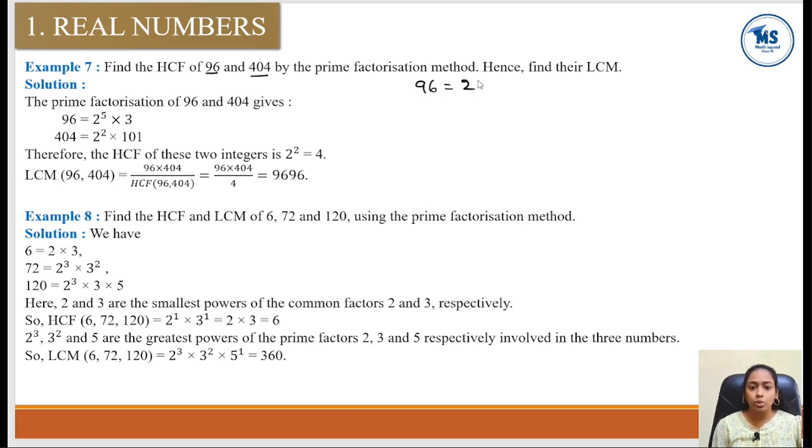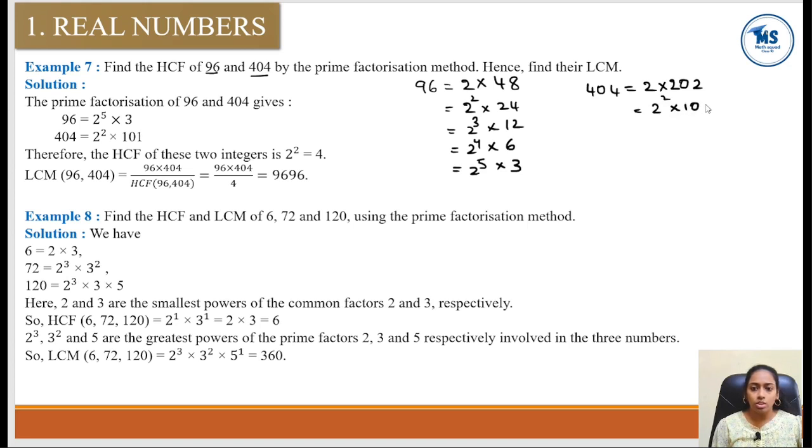96 is equal to 2 into 48, then 2 square into 24, then 2 cube into 12, then 2 power 4 into 6, then 2 power 5 into 3. 3 is a prime number, so we need to stop here. Next, 404. 2 into 202, then 2 square into 101. And 101 is a prime number. Okay, so you need to stop here.